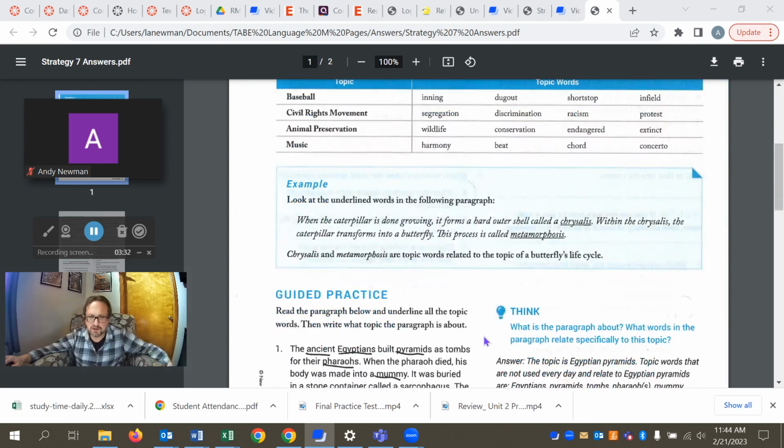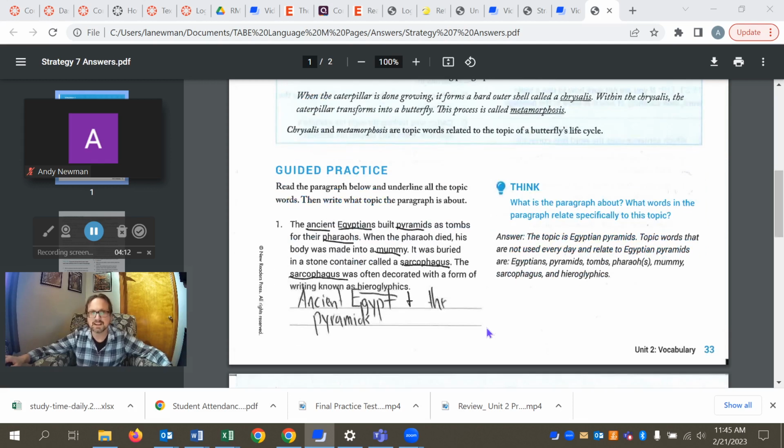Okay, in our example, when the caterpillar is done growing, it seems like we're in the area of science or biology, it forms a hard outer shell called a chrysalis. All right, some topic words there. Within the chrysalis, the caterpillar transforms into a butterfly. This process is called metamorphosis. By the way, you could break that one down according to Latin and Greek roots. Chrysalis and metamorphosis are topic words related to the topic of a butterfly's life cycle. Oh, by the way, metamorphosis means changing shape, changing one's shape.